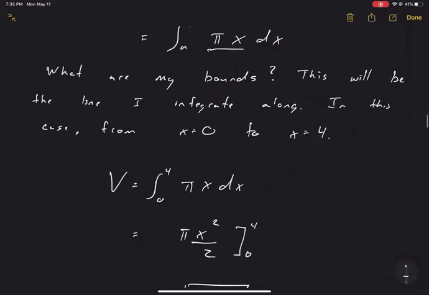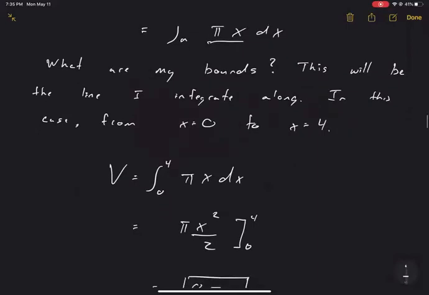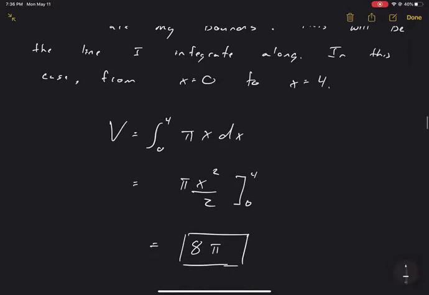So my volume should be given by the integral from 0 to 4 of pi x dx. So the last step is just integrating. Okay, I take the antiderivative and I get pi x squared over 2, and then I evaluate that from 0 to 4, and I get the answer 8 pi. So that's the volume of my object.